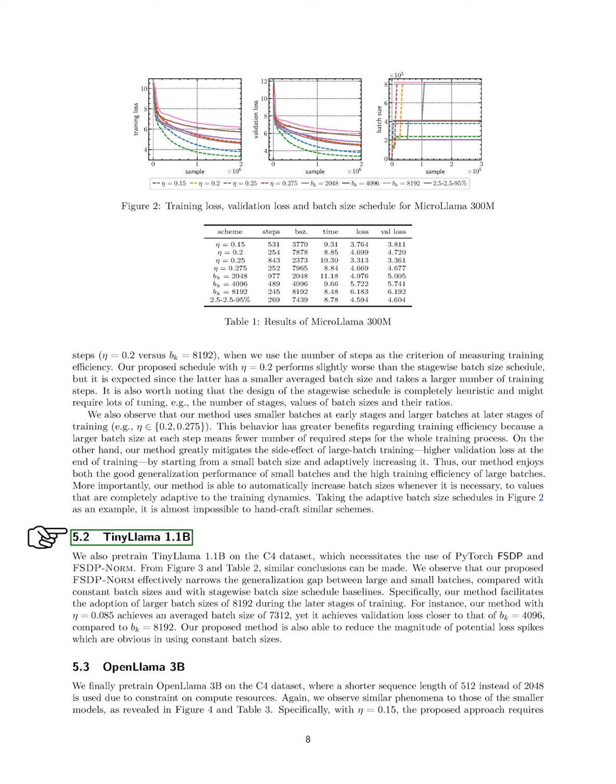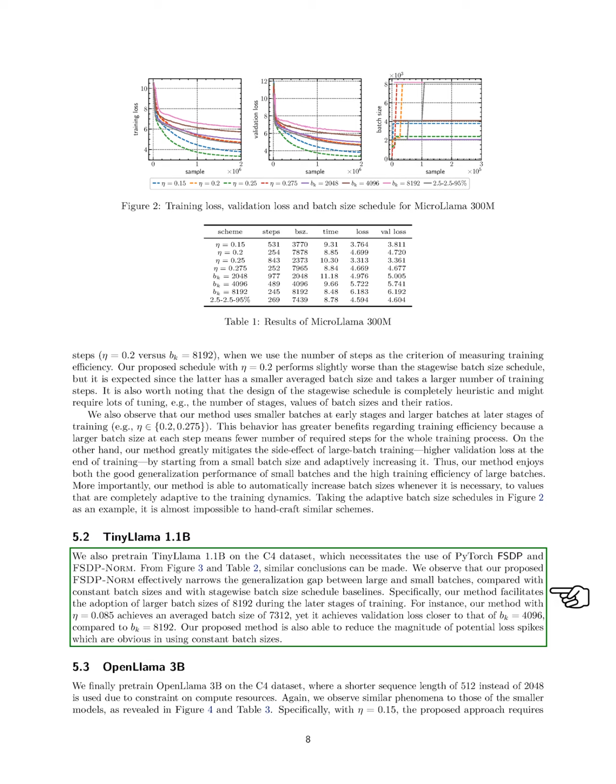For tiny llama with 1.1 billion parameters, we again pre-train on the C4 dataset, utilizing PyTorch FSDP and FSDP norm. Our findings mirror those from micro-llama, showing that FSDP norm effectively reduces the generalization gap between large and small batches. We can adopt larger batch sizes during later training stages while maintaining competitive validation loss.